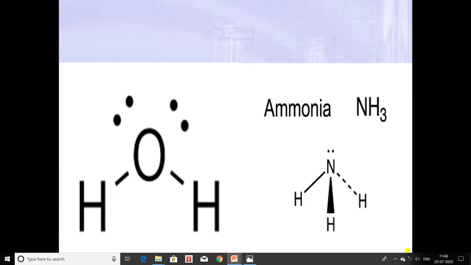In question number 8, you have to answer why the bond angle of a water molecule is less than that of ammonia. Here you will observe that in both structures the number of electron pairs is 4, but water is bent and ammonia is trigonal pyramidal. In the water molecule there are 2 lone pairs, and there will be repulsion between them.